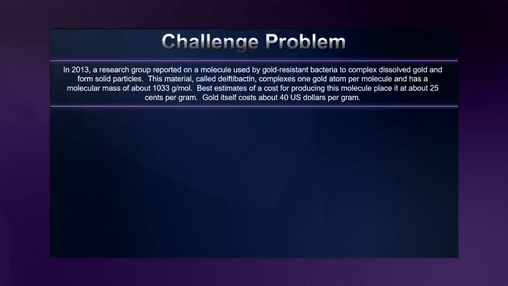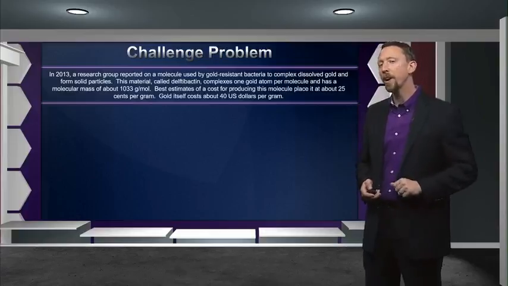Now, this molecule, delftibactin, has a molecular mass of about 1,033 grams per mole, and best estimates at the cost for producing it place its cost at about 25 cents per gram. And of course, gold itself has a price that fluctuates, but is about $40 US per gram. So we want to do a quick cost analysis here.